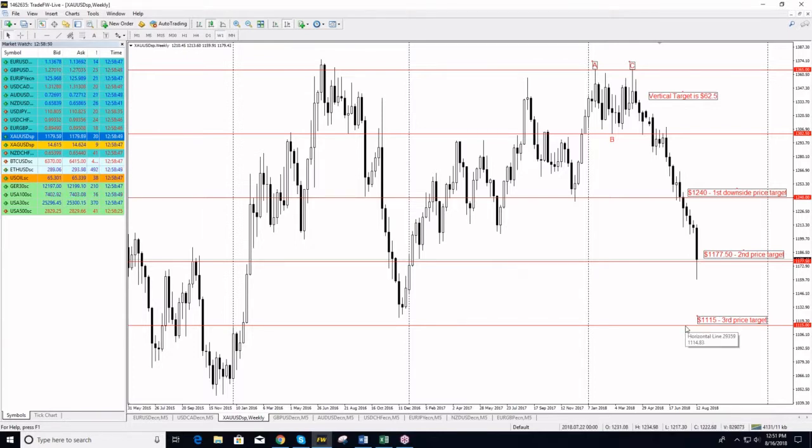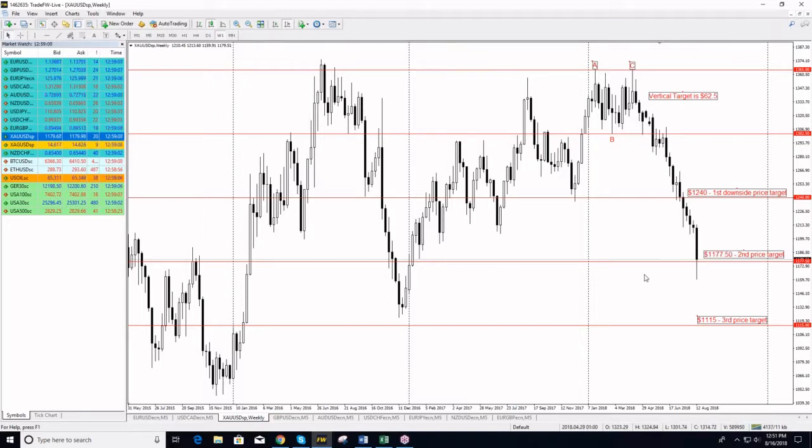So in order for this target to be activated now, we need to see a weekly close below this level. But as I said, look here, the target was met, but the activation of the second target was made on this candle.